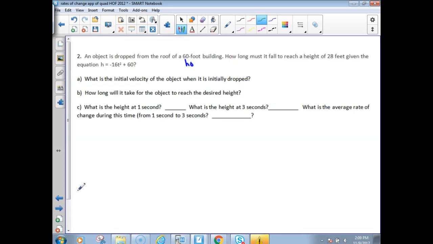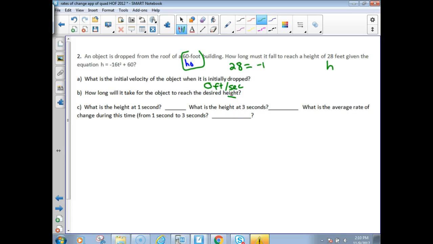An object is dropped from a roof. That means there'd be no initial velocity, as I said earlier. How long does it take to reach the height of 28 feet above the ground? Well, this was your h sub 0. I'm thinking here we're going to put in that for h. So if we put in 28 equals, oh, that's part B. So there was no initial height, so 0 feet per second for the initial velocity at least. How long will it take for the object to reach the desired height? That's where we're going to put 28 in.